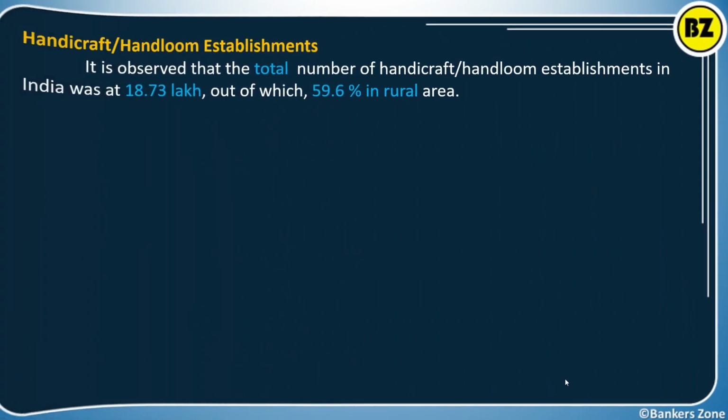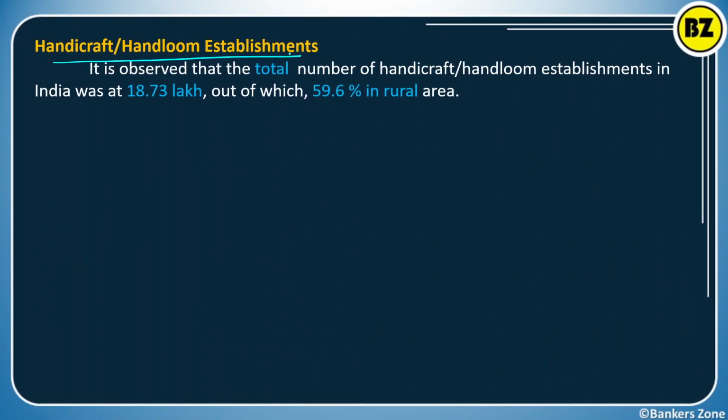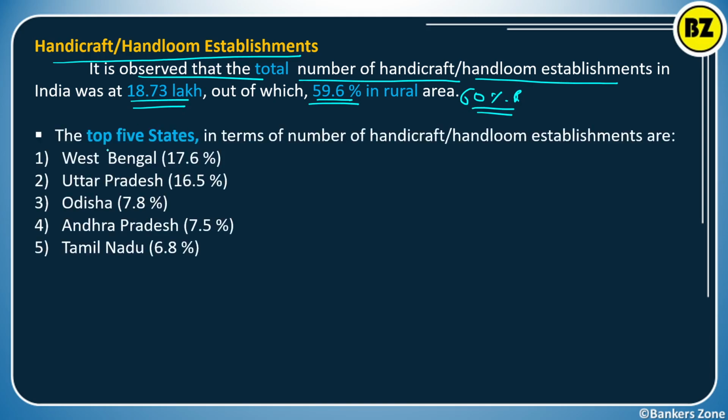Okay, then see handicraft or handloom establishments. It is observed that the total number of handicraft or handloom establishments in the country is 18.7 lakhs, out of which 59.6%, that means around 60%, are in the rural area, because the main work is in the rural area, handicraft and handloom. Now the top 5 states where the number of handlooms is more: 17.6% in West Bengal, 16.5% in UP, 7.8% in Odisha, 7.5% in Andhra Pradesh and 6.8% in Tamil Nadu. These are the top 5 states.